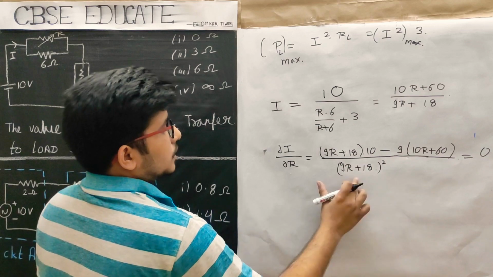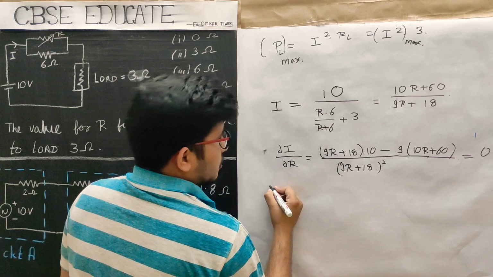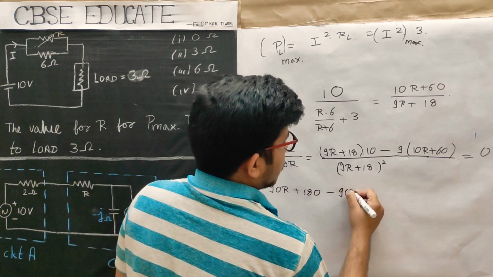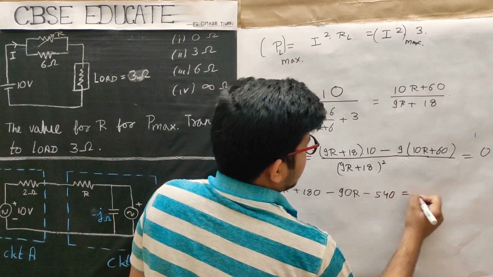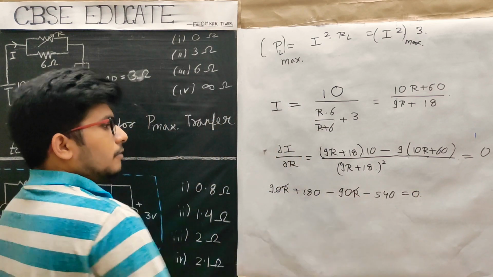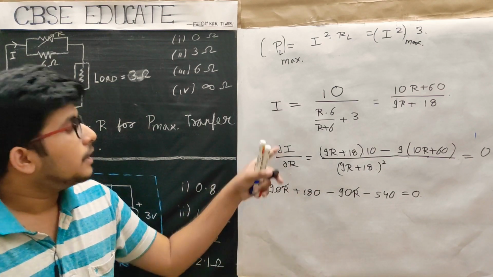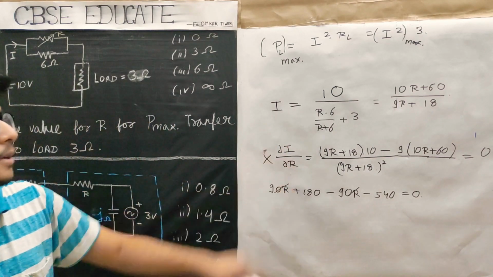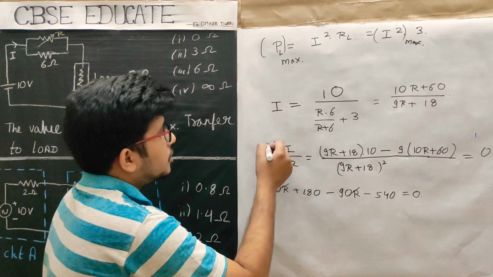So by opening the brackets, you will get 90R plus 180 minus 90R minus 540 equals 0. You can see 90R and 90R cancel. Now in this equation there is no variable, which means the value of I is not depending upon the value of R. So this procedure was also wrong, so you can't differentiate this.